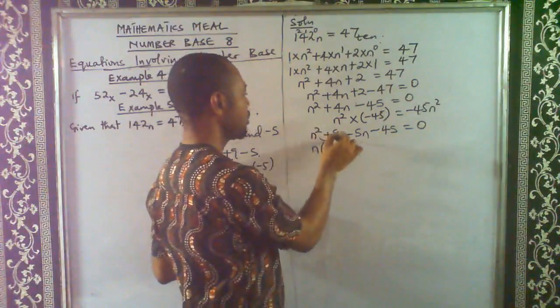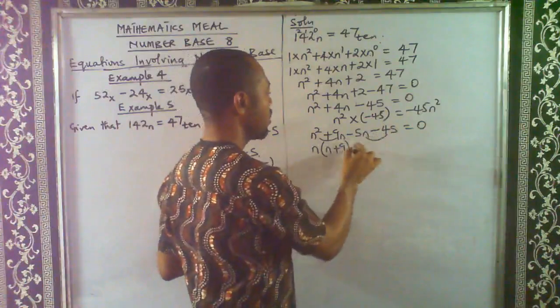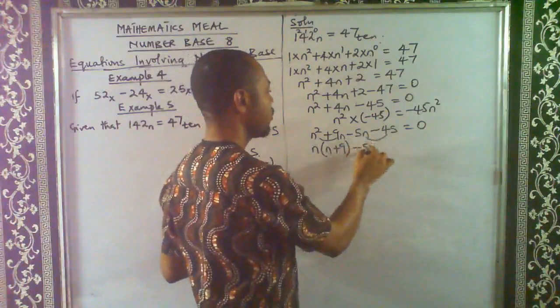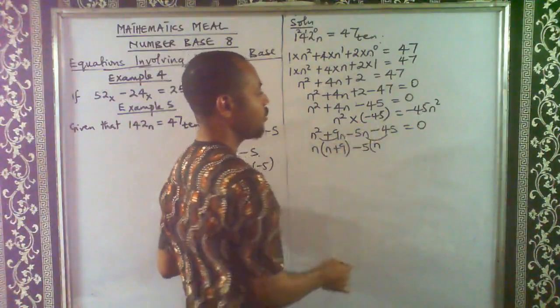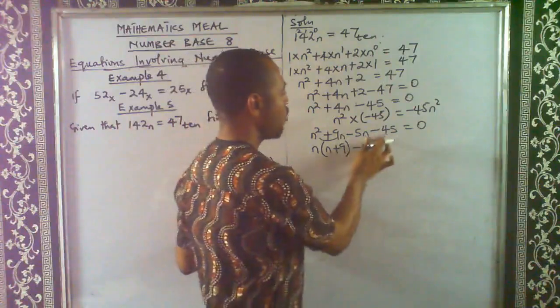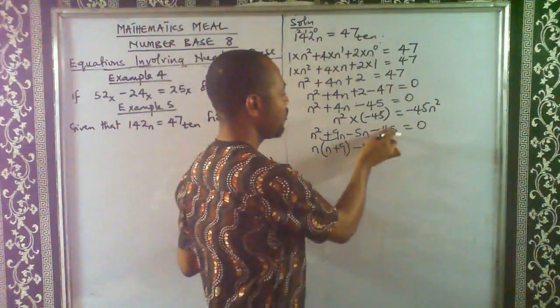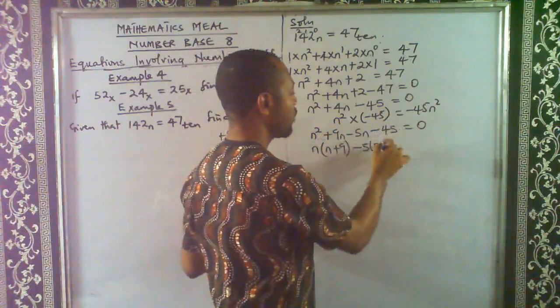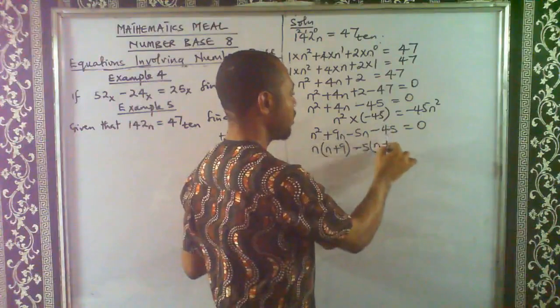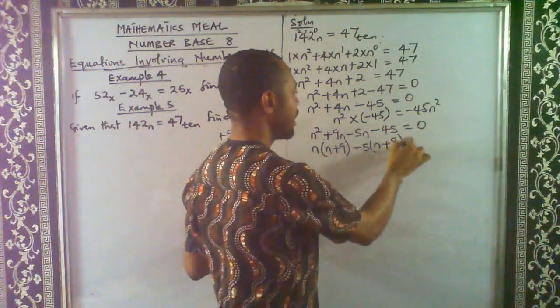These two groups, factorize this also. What is common here is minus 5. When minus 5 divides minus 5n, I will have n. And when minus 5 divides minus 45, minus dividing this is plus, and 5 dividing this is 9.